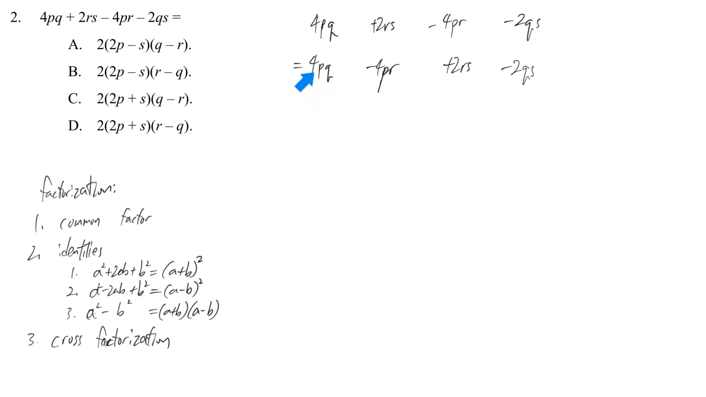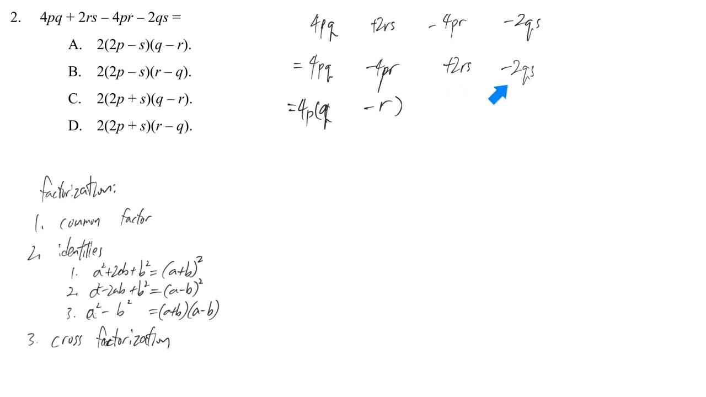The first group, we find that 4 is common. P is also common. So we should extract 4P here, and then we look at what remains inside. With 4P removed, only Q is left from the first term. Similarly, 4P is removed, only negative R is left.